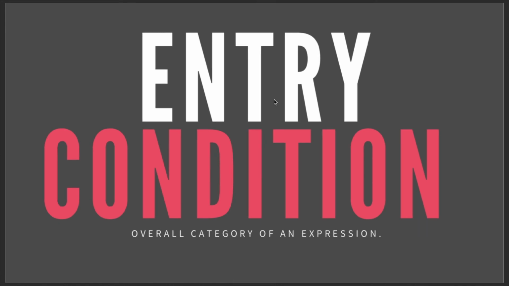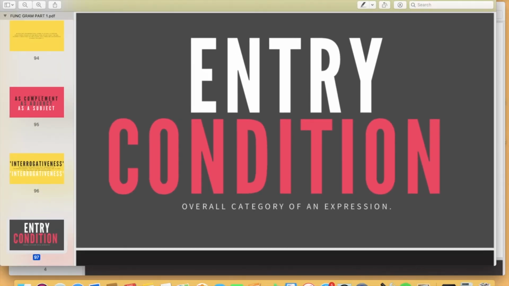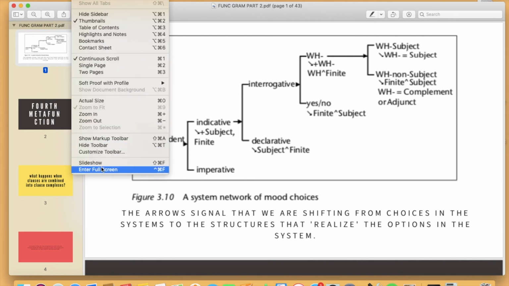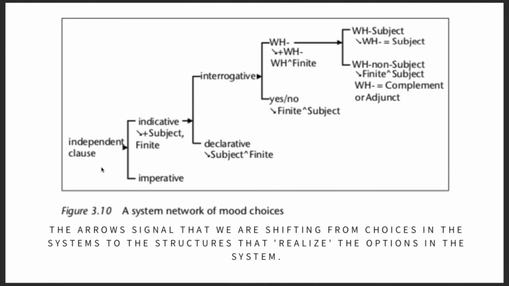We can draw up a system network to show the choices that have been outlined above. The entry condition of the mood system, or the overall category of an expression, is independent clause. So when you say entry condition, that is the clause that we are pertaining to. So let's proceed to my next PowerPoint, which is part 2. So I'll be discussing to you now a firm diagram of the system network of mood choices.